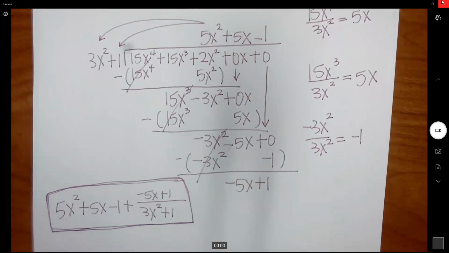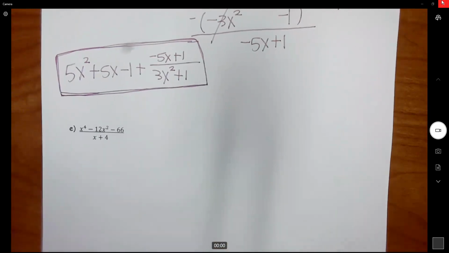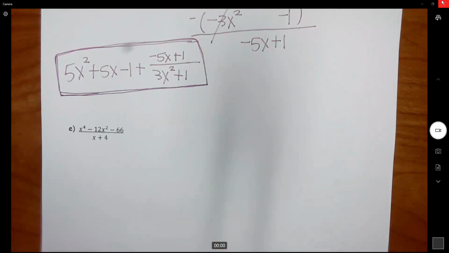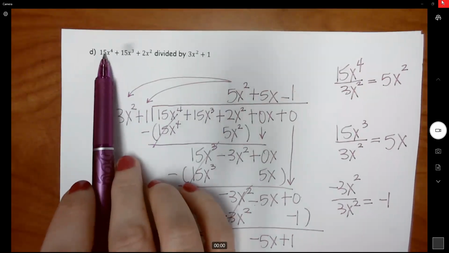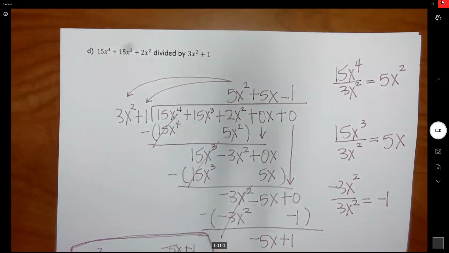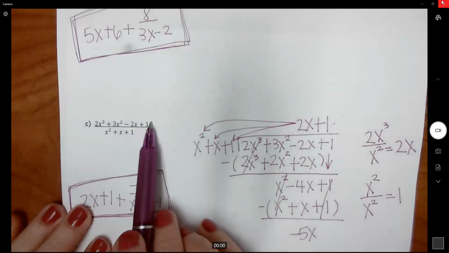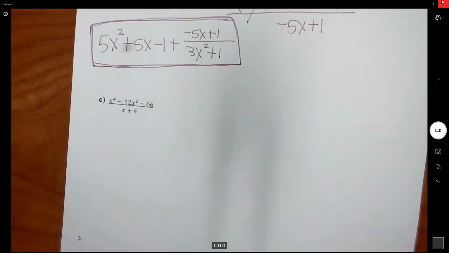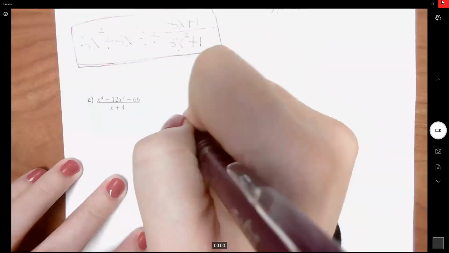Okay, last example here. You got x to the 4th, x squared, and a 66. Notice here, we have not skipped any place values. You've got x to the 4th, x cubed, x squared. Over here, we had x cubed, x squared, x, constant. This one is skipping some values. You need placeholders in those spots.